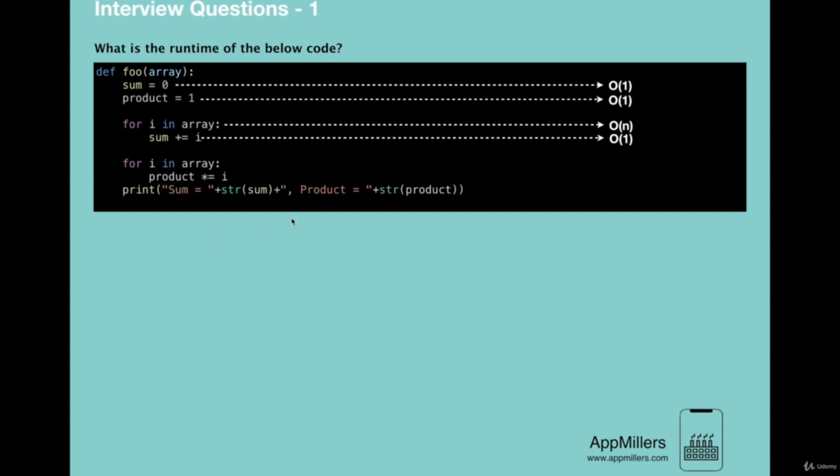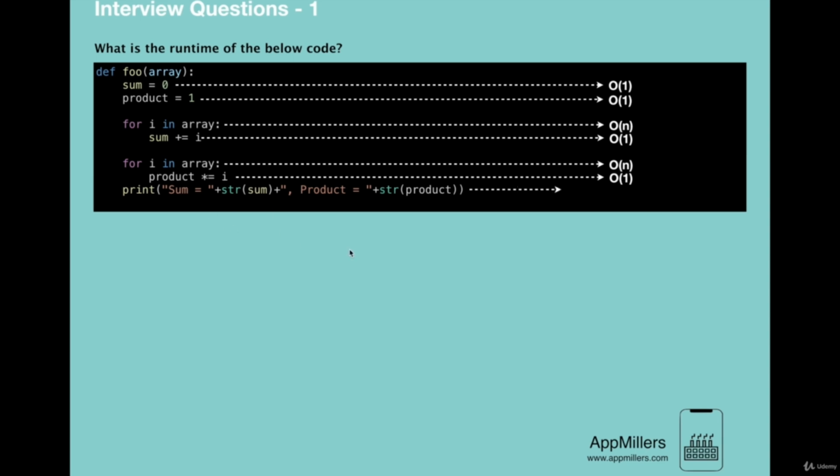Here again we have another loop which takes linear time complexity, and then we are assigning the product of I to the product, which is a constant time operation. And at the end we are printing the value of sum and the value of product, which is also a constant time operation. If we combine these time complexities, we will get O(n) time complexity, because the fact that we iterate through the array twice does not matter. If we combine these two O(n), we can drop the constant and get O(n).